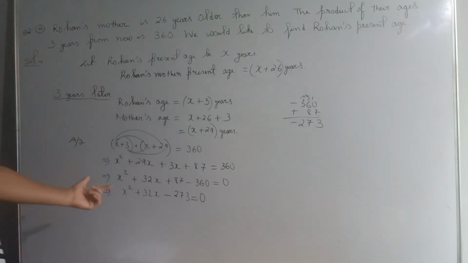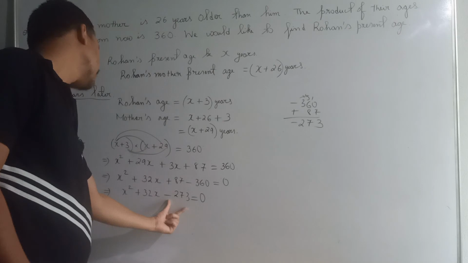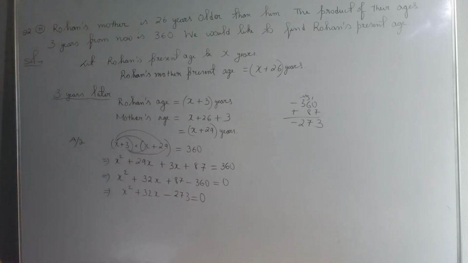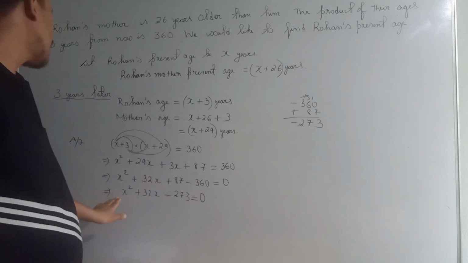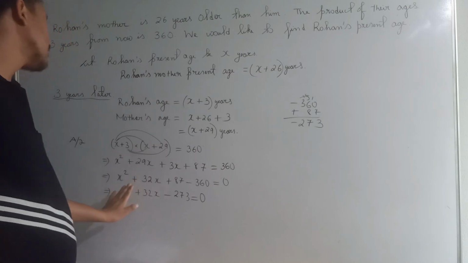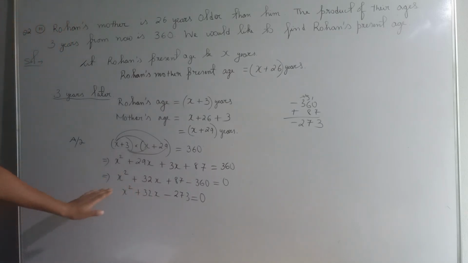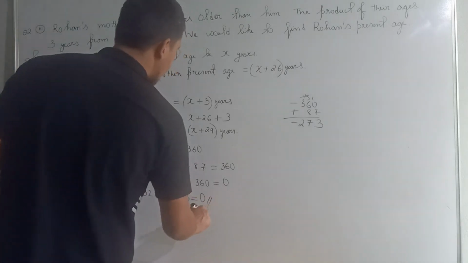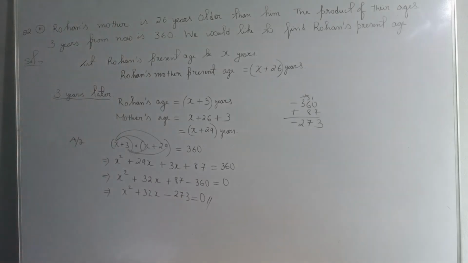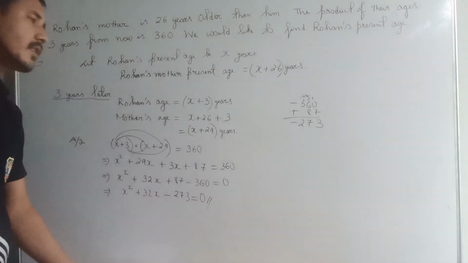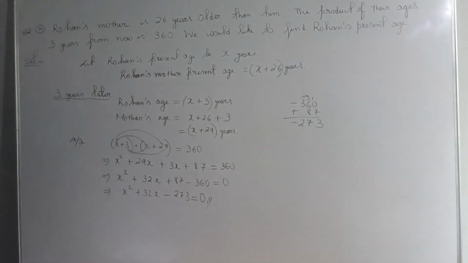In your resultant equation, the highest power of x is 2. So the highest power of the variable is 2, so this is an equation of order 2. So it represents a quadratic equation. So the given situation has been represented in the form of a quadratic equation.